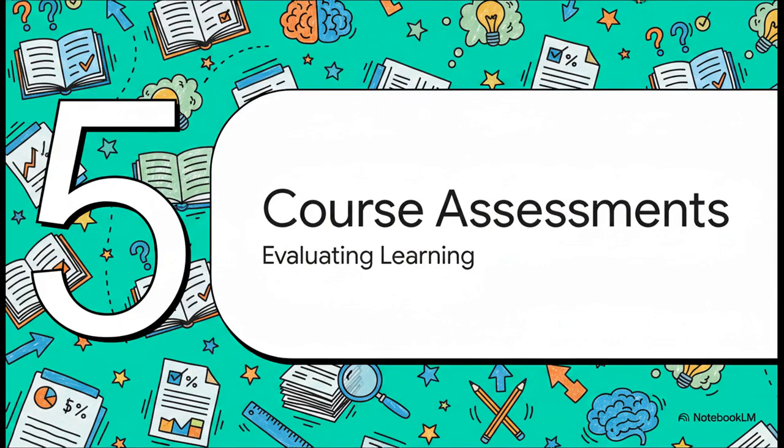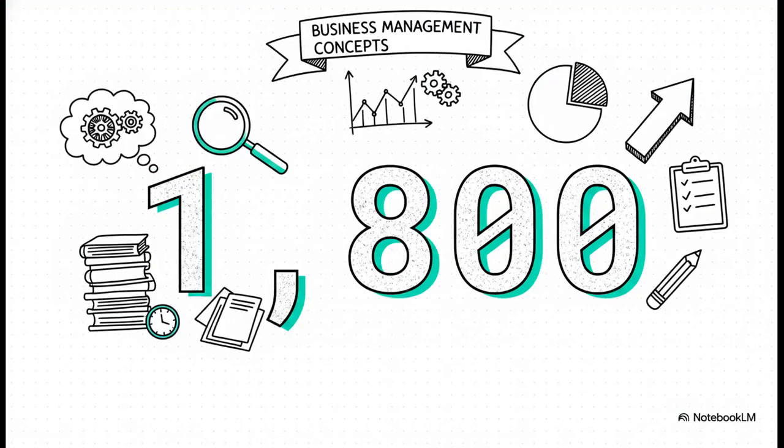Section 5. Course Assessments Explained. Evaluating Roaming. 1,800. Let that number sink in for a second. That is the absolute strict word limit for the internal assessment, or IA. This is a mandatory research project for both SL and HL students. So we're not talking about some massive rambling theses here. It's a highly focused, super concise piece of analytical writing.